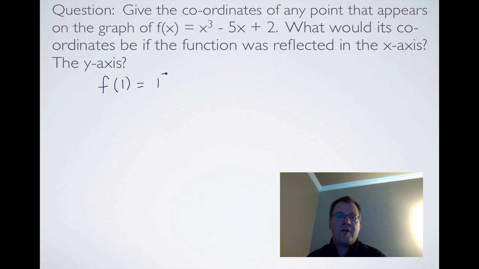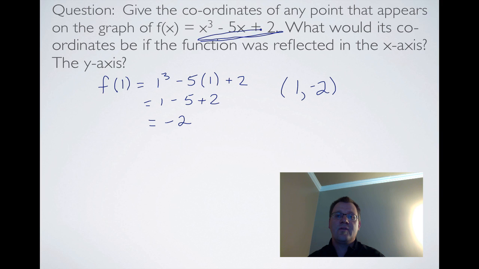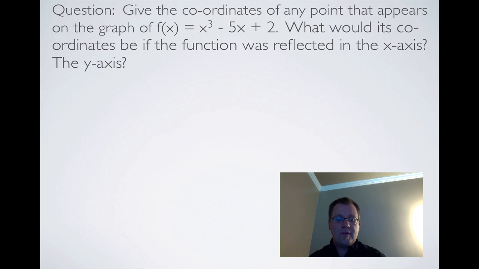So when I plug in a value of 1, plugging that value in for x, I will get a y coordinate. So when I plug that in, I get 1 minus 5, which is negative 4, plus 2, which is negative 2. So our point is 1 comma negative 2. That appears on this function. This one right here. That's terrible scribbling. If the function, that disappeared, but we remember that it is 1 comma negative 2.